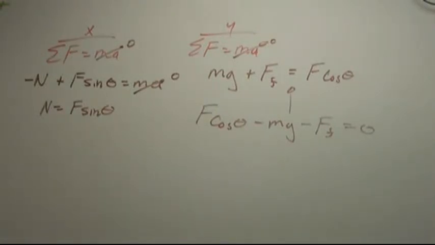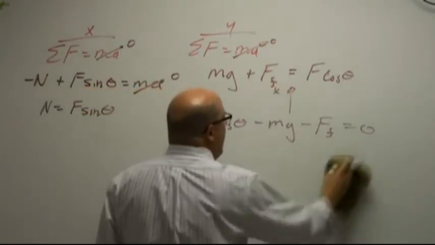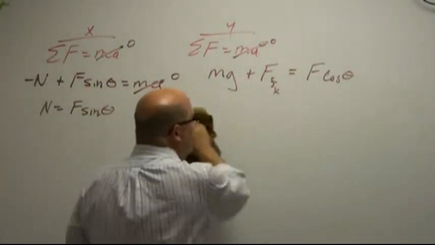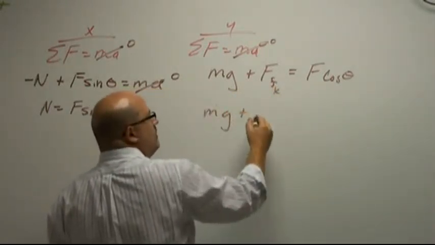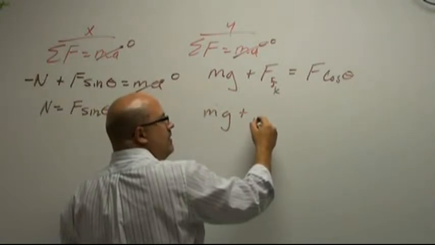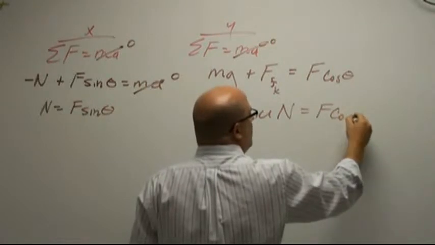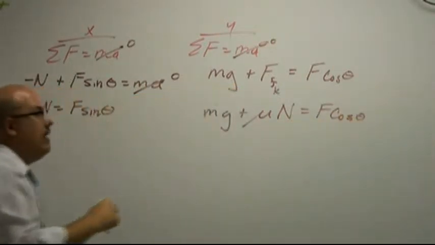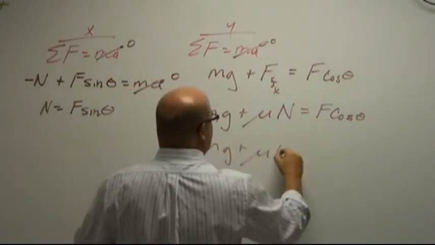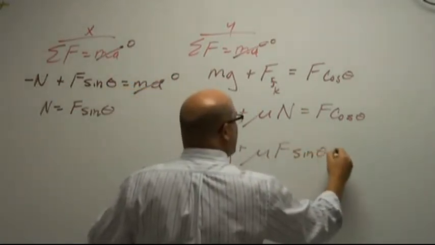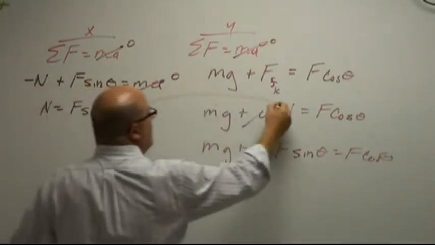Force of friction. Static or kinetic? Kinetic. We love kinetic friction because then we can do better than this. What can we do? Plug it in. Plug in N. Mu normal equals force cosine theta, and then I can plug in for N. I said plug it in. Make sure you caught that. This plugs in right there.